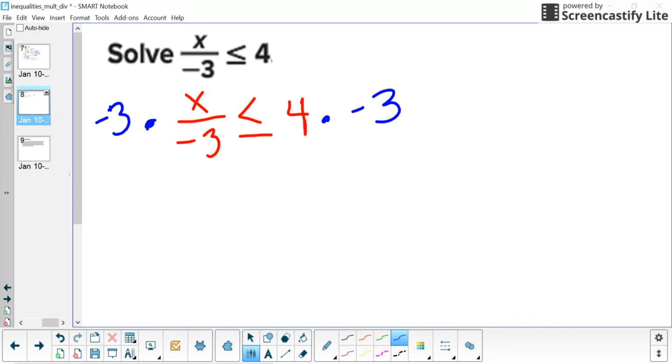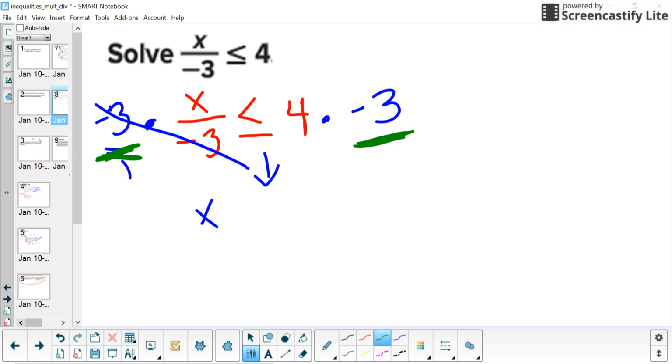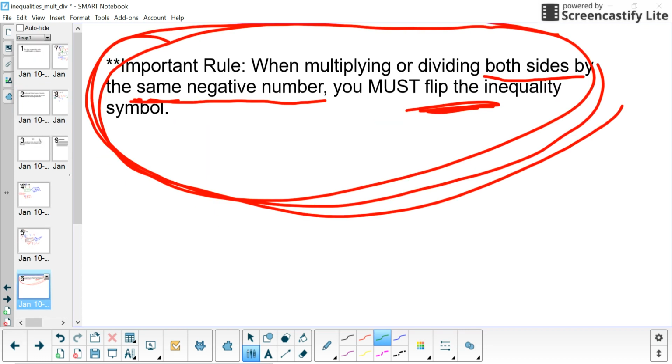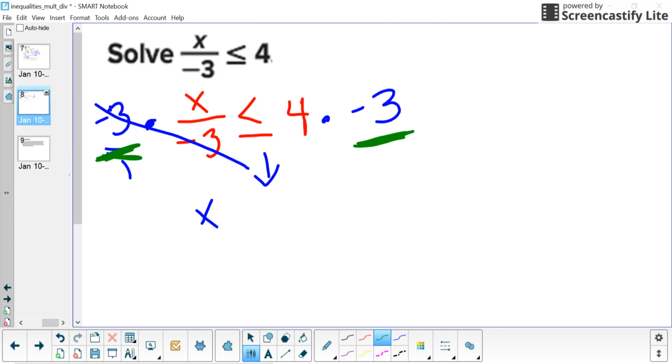On the left, since it's a fraction, if it's easier for you to put it over 1, then put it over 1. Negative 3s, they cancel out, and you are left with x. Bells and whistles again. Look at this. I'm multiplying both sides by the same negative number. So, back to that important rule. When you multiply or divide both sides by the same negative number, you must flip the inequality symbol.